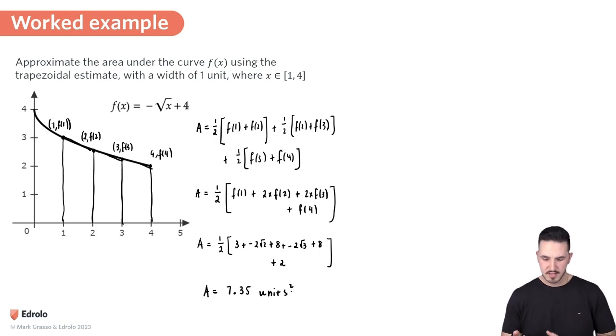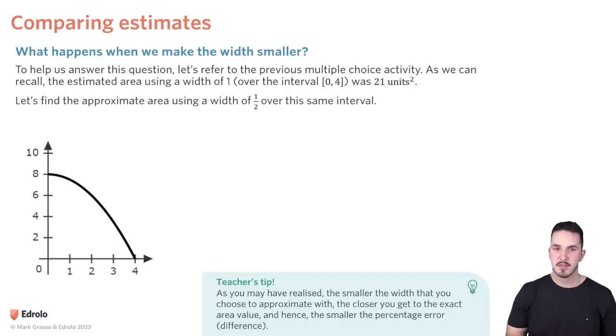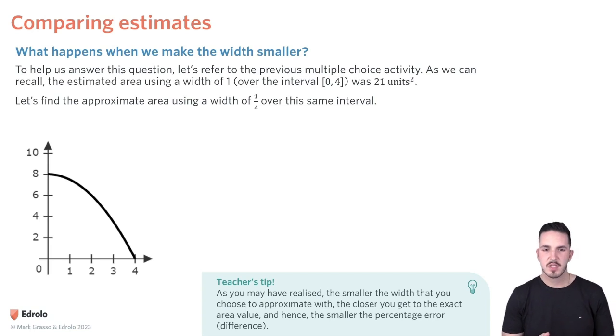So again, we can see even just by the image that using a trapezoidal estimate, we're going to get quite an accurate response compared to either the left or right endpoint estimates. So comparing estimates, what happens when we make the width smaller? To help us answer this question, let's refer to the previous multiple choice activity.